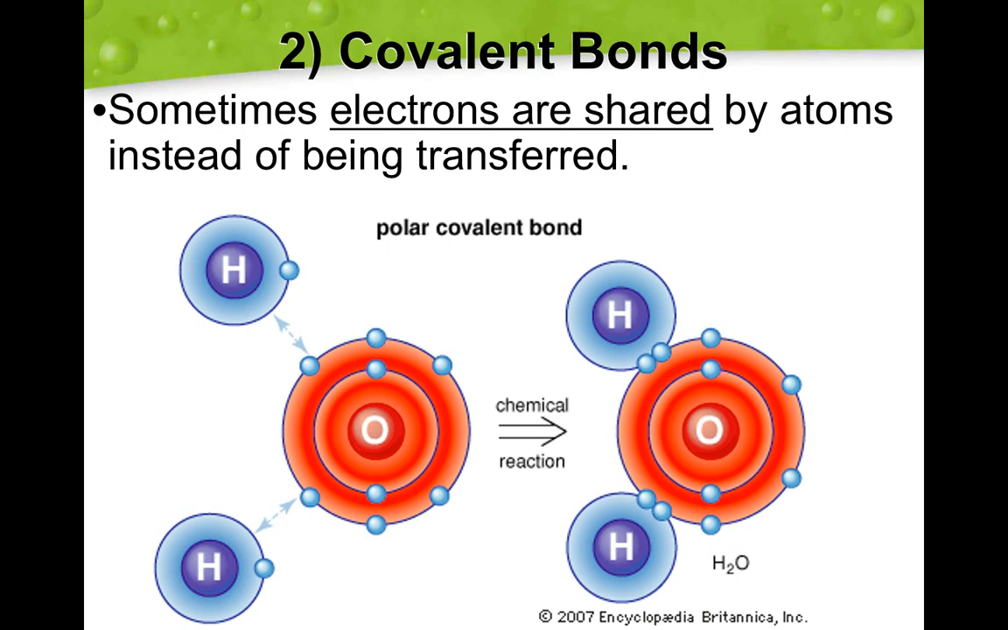Now, covalent bonds are different. This is when you have 2 nonmetals, and they work together by sharing electrons so that both of them get a full outer shell.